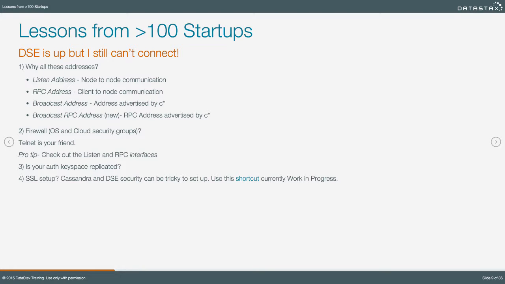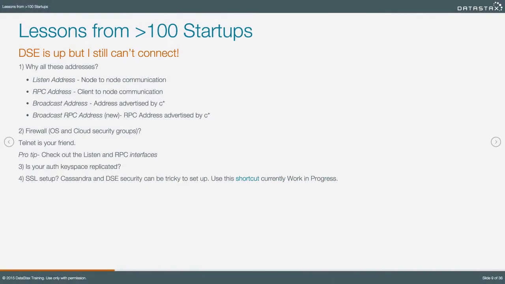RPC addresses are for client communications to the nodes. And then you actually have broadcast addresses. There used to be just a regular broadcast address, that's the listen address. Now we also have a broadcast RPC address. So those are the addresses that Cassandra actually advertises to either nodes that are connecting or to clients that are connecting. So you have to check your firewall and your security groups to make sure that nodes and clients can actually talk to each other on those ports.